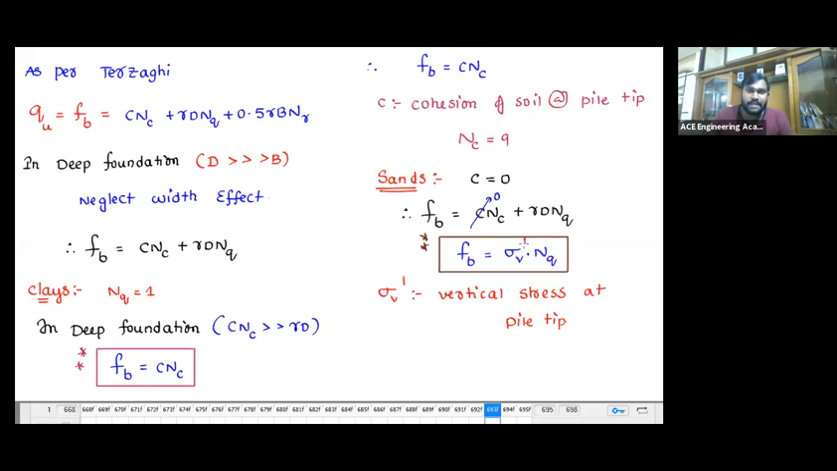But why do you represent it with a dash, sir? If the water table is going to be present, you have to use effective stresses, right? That's vertical stress, but I am going to use it as sigma v dash. Now I hope you got it.